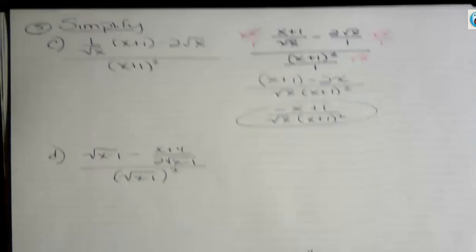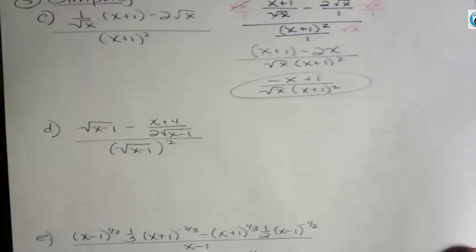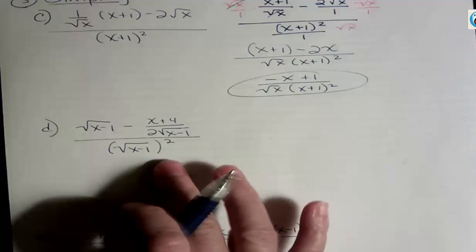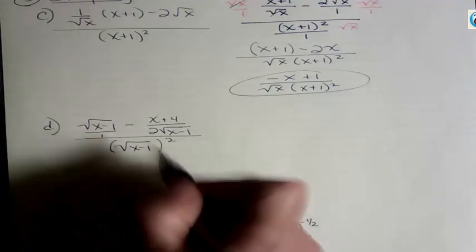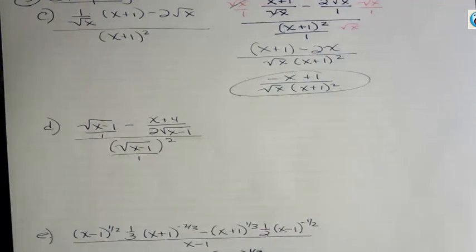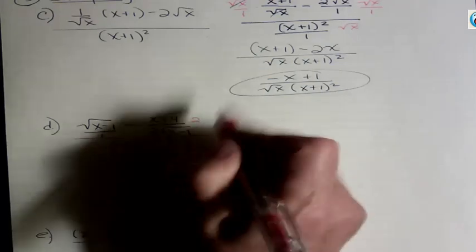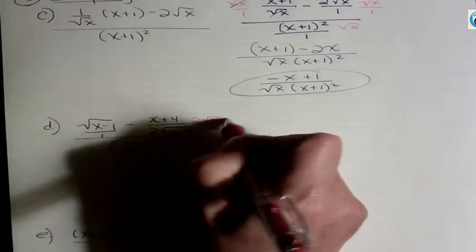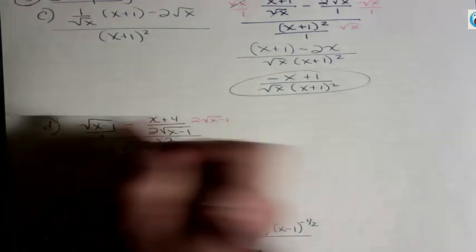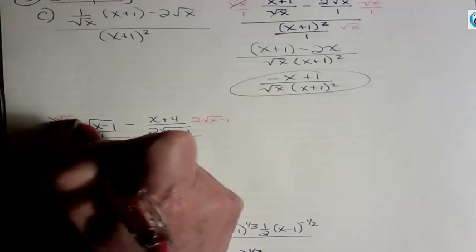Let's look at the second one. This is how it appears. I'm just going to think of that as a complex fraction, and then I'm going to multiply by the LCD. The only denominator we have is this. So I'm going to multiply everything times 2 times the square root of x minus 1.